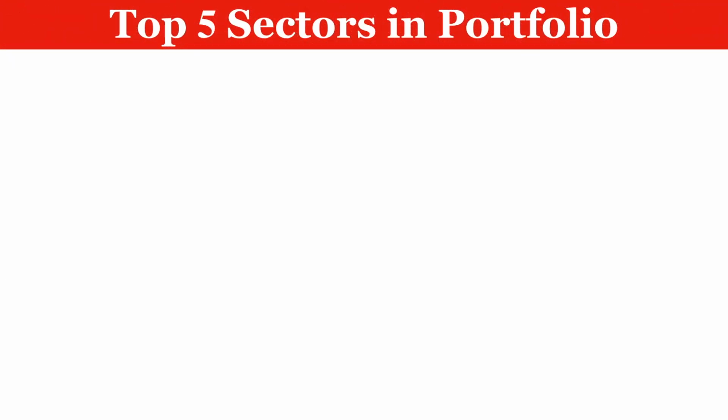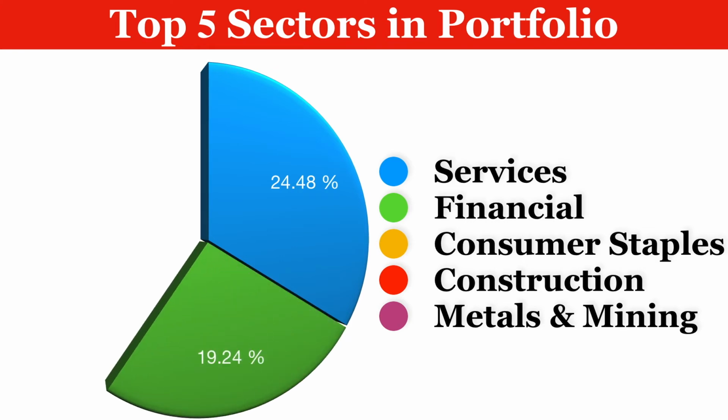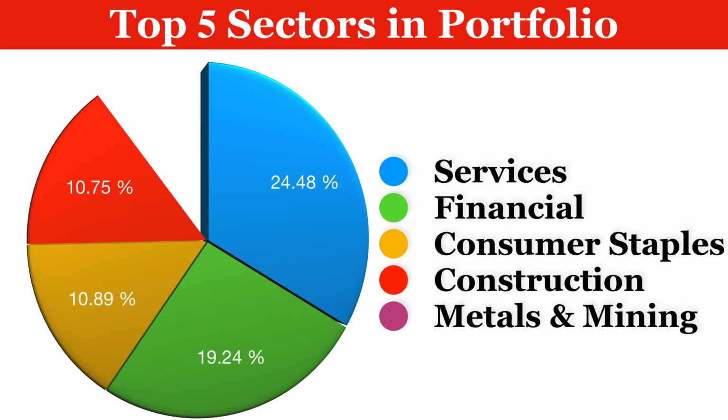In the next section, we will understand the top 5 sectors in the Quant FlexiCap mutual fund portfolio. Nearly 24.48% is being allocated for the services sector, 19.24% is being allocated for the financial sector. Consumer staples has the allocation of 10.89%. The construction sector has got the allocation of around 10.75%. The remaining amount is being allocated for the metals and mining sector, which is around 7.68%.